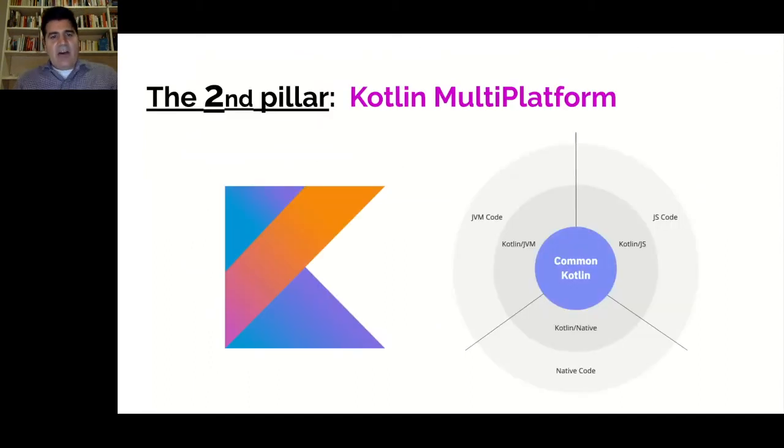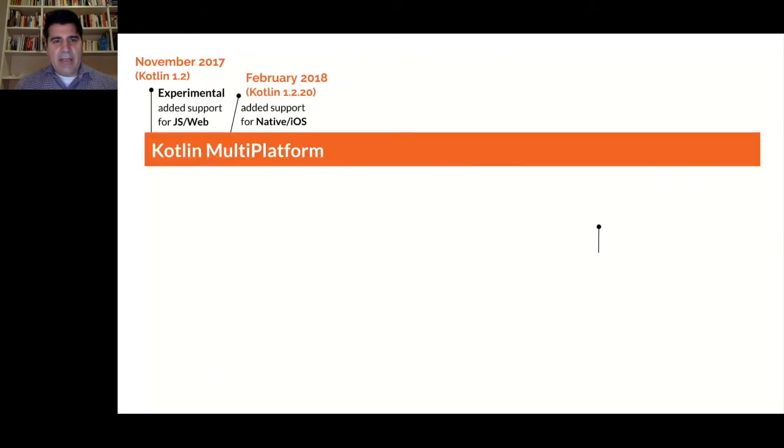So let's talk now about the second pillar, which is Kotlin Multiplatform. And let's give some timeline as well. Kotlin Multiplatform was presented as experimental for the first time in November 2017 with Kotlin 1.2, and at that time there was only the JavaScript version. Then support for iOS was introduced in February 2018 with Kotlin 1.2.20. Then it reached alpha in August 2020 with Kotlin 1.4.